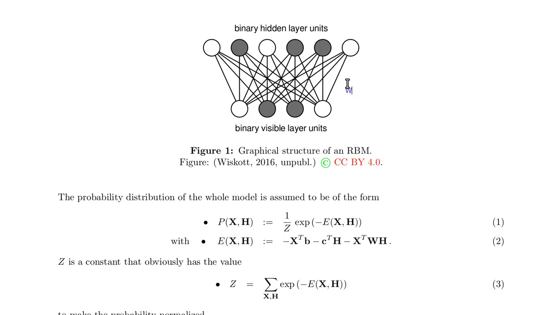So this would be W, this is H, this is X, and then we have sort of bias values C and bias values B coming from here. Lowercase b.